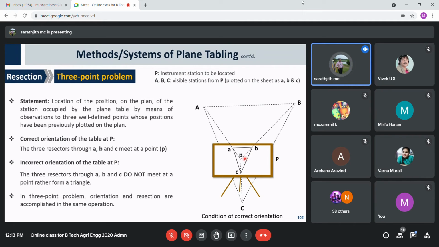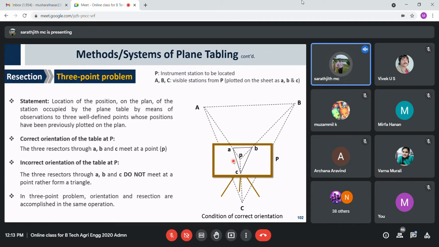So what is the problem? The problem is that if you want to locate a particular point by making use of the three known stations, what will happen if we draw rays to each station? They may not intersect at the particular point. In this case, the figure shows the correct orientation. The rays which you draw from this particular point to different stations meet at one point P. So this is the correct orientation which we want.